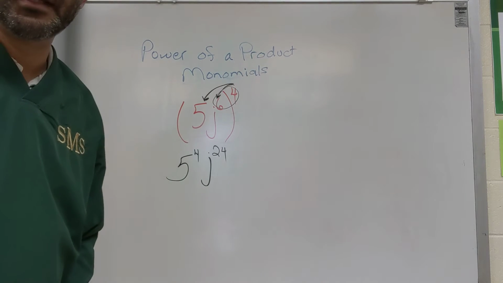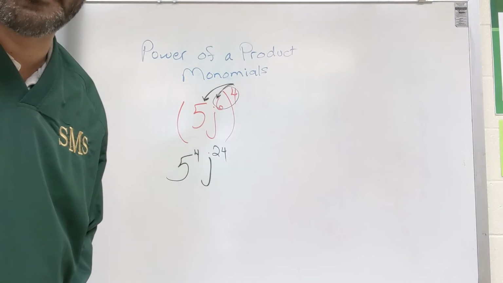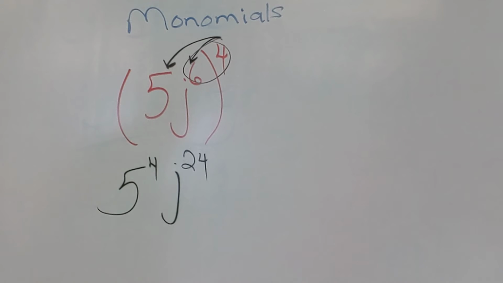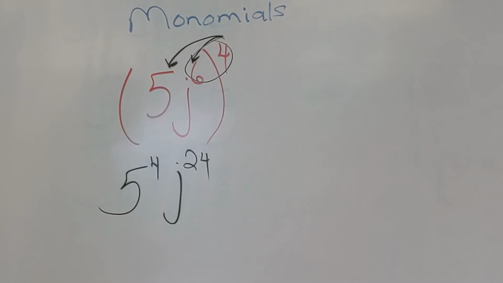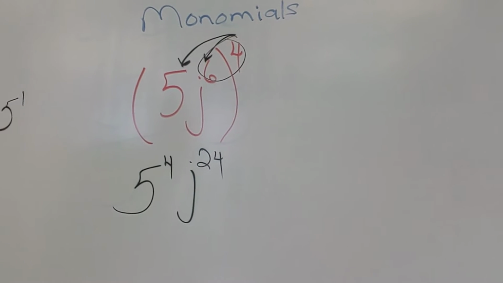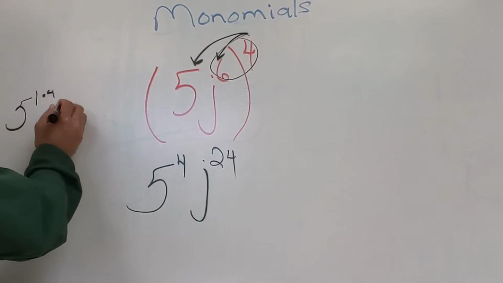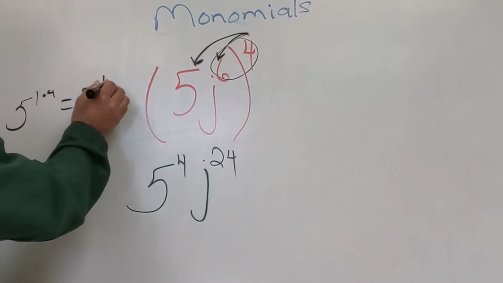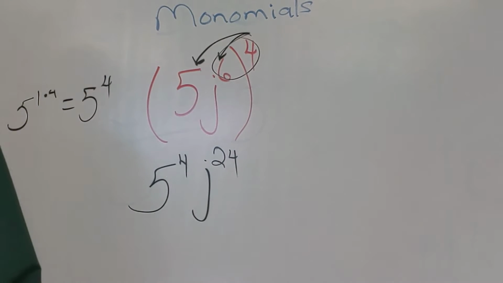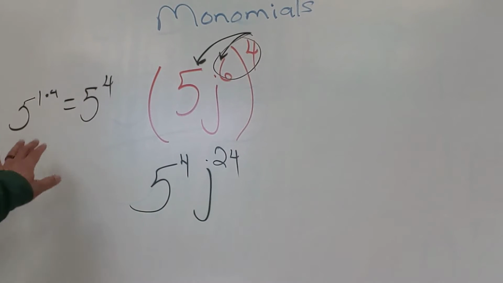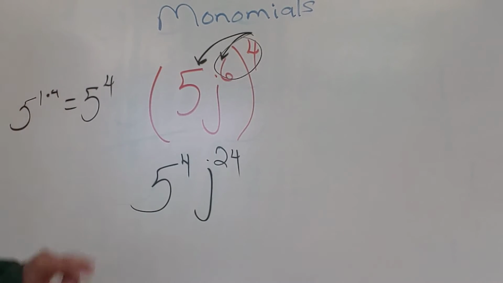So 6 times 4 is going to be 24. Now, I know you might be looking at this and saying, wait a minute, but if you look at 5 to the 4th, remember, there's always that 1 up there by itself. Whenever a number's by itself, it always has the 1. So this is really 1 times 4, which gives you the 5 to the 4th. All right, so you're still keeping the base and multiplying.